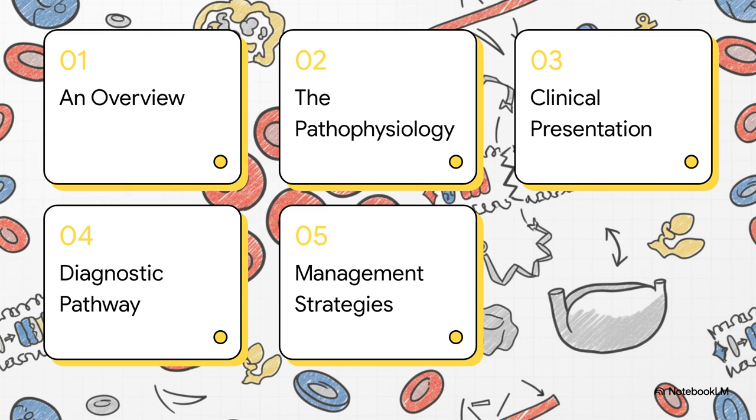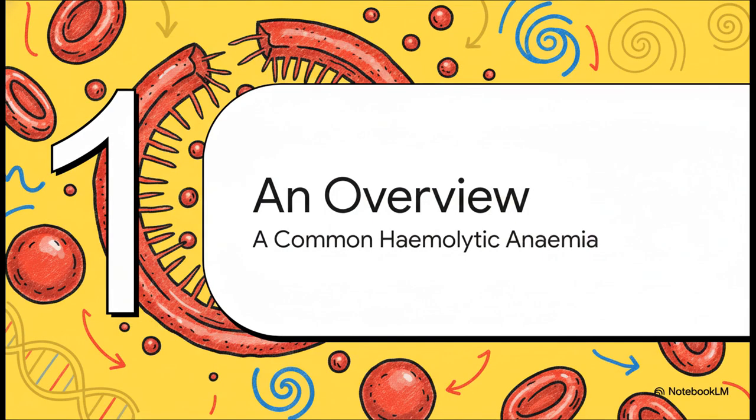So, here's our game plan. We're going to start with a quick overview, then we'll break down the pathophysiology. After that, we'll look at the clinical signs, walk through the modern diagnostic pathway, and wrap up with the key management strategies. Okay, let's kick things off with the basics. What exactly is hereditary spherocytosis, and why is it so important to have on your clinical radar?